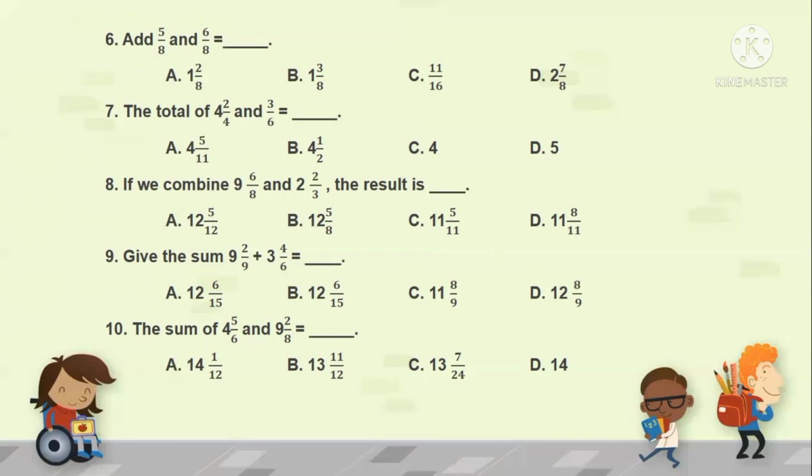So you're going to add 5/8 and 6/8. The answer is 1 and 3/8, letter B. Number 7, your answer is letter D. And number 8, if you are going to combine 9 and 6/8 and 2/3, the result is 12 and 5/12, letter A. For number 9, the sum of 9 and 2/9 and 3 and 4/6 gives us 12 and 8/9, which is letter D. And for the last, the sum of 4 and 5/6 and 9 and 2/8 gives us 14 and 1/12, letter A. So how many of you got 10, children?